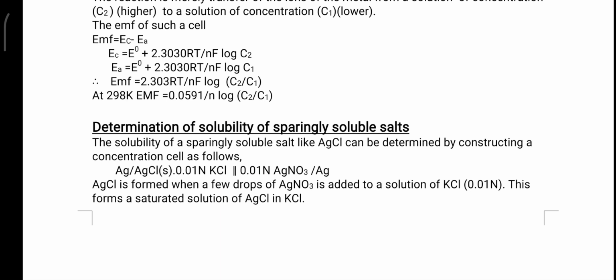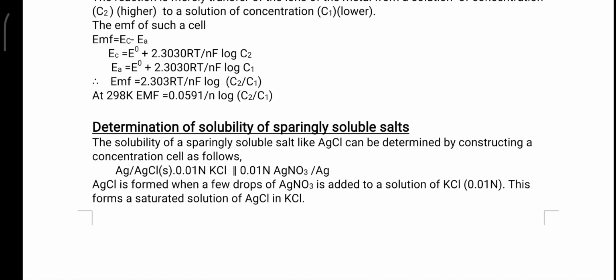Then the application part: determination of solubility of sparingly soluble salts using electrolytic concentration cells. The solubility of a sparingly soluble salt like silver chloride can be determined by constructing a concentration cell as shown here. The first half cell consists of a silver electrode in contact with freshly prepared AgCl, which is in contact with 0.01 N KCl, and there is a double vertical line that indicates the salt bridge, which connects the two half cells. It helps for the electrical contact between the two half cells.